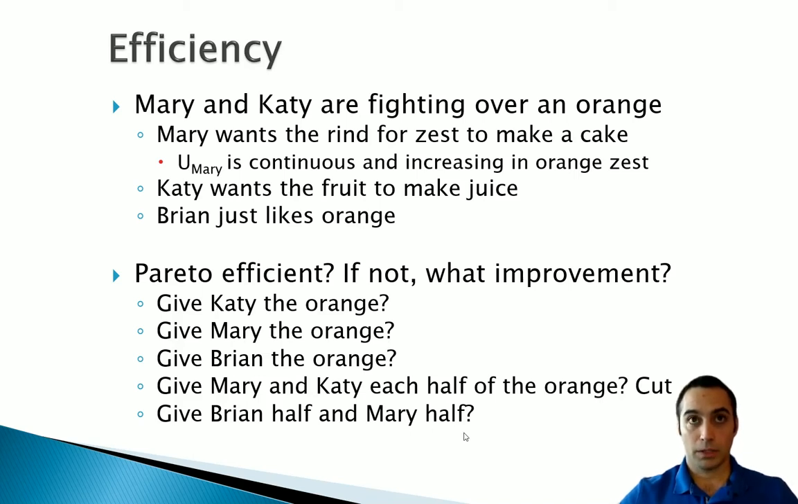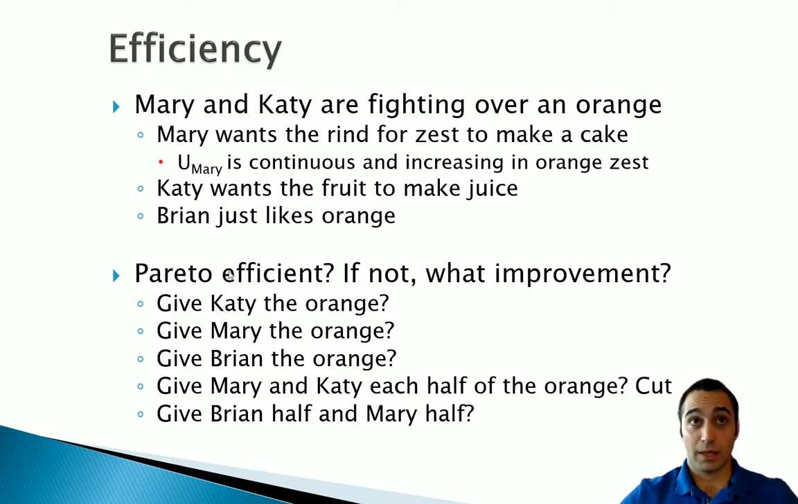Alright, hopefully you've done the exercise. Assuming you have, welcome back. Hope it was fun. So let's look at these one by one. Suppose I give Katie the orange. Is there any way to reallocate that orange such that at least one person is better off and Katie is no worse off?